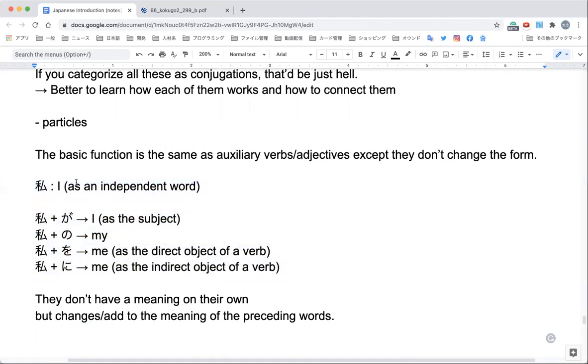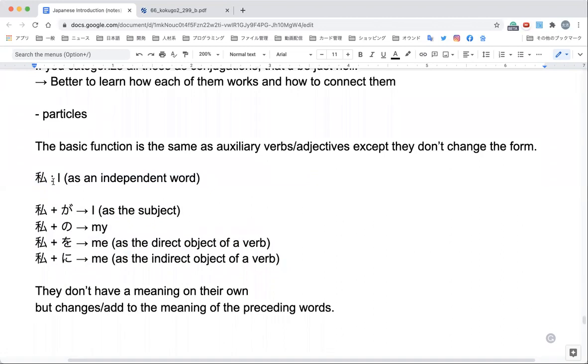So I think it's easier compared to auxiliary verbs and adjectives in that they don't conjugate. But still, you need to remember how they can change the meanings. So that is going to be a little bit tricky part.